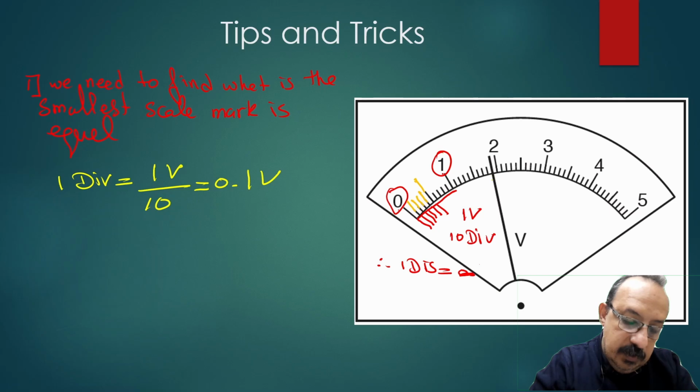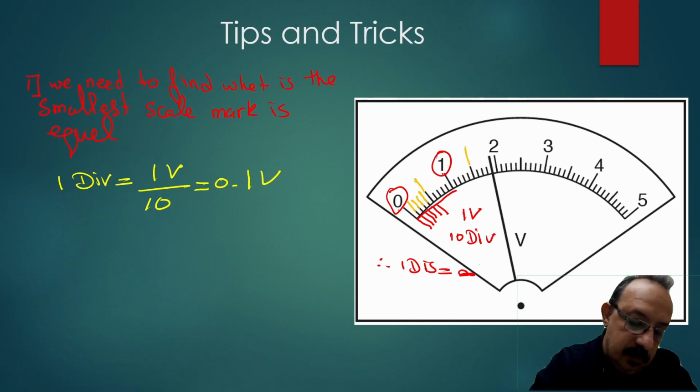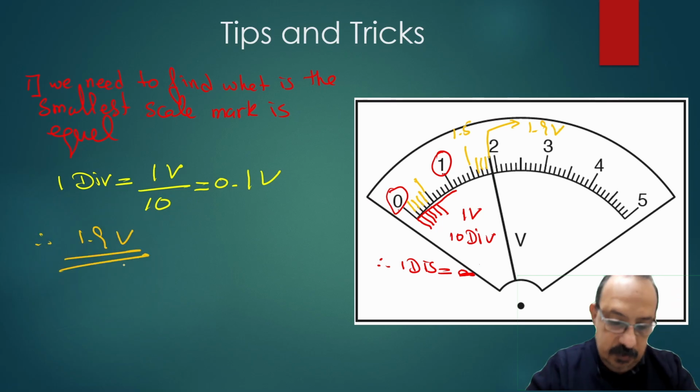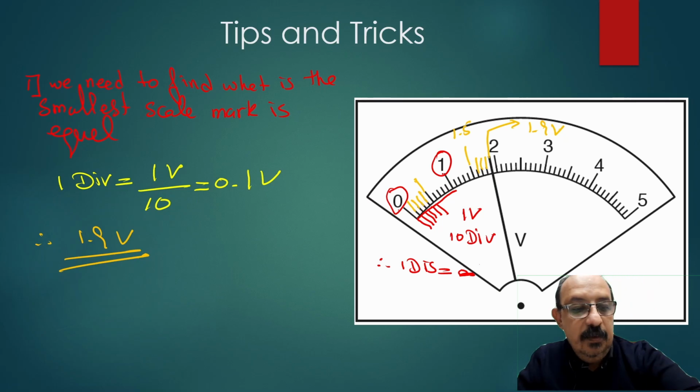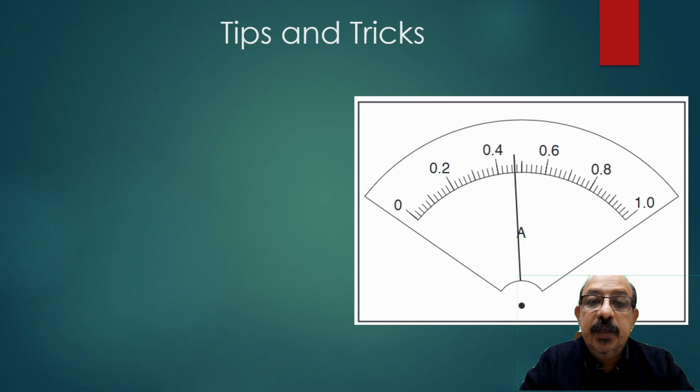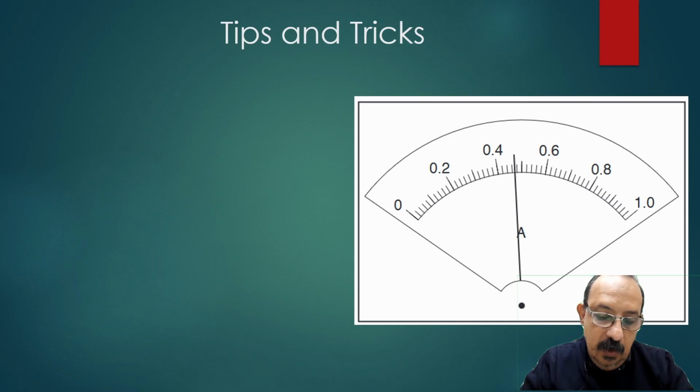So what is the reading over here? Till here it is 1.5, 1.6, 1.7, 1.8, 1.9 volts. So the reading here is 1.9 volts. Okay, that was simple and easy. Very similar, you will also encounter taking the measurement on the scale of an ammeter. So it is quite similar.